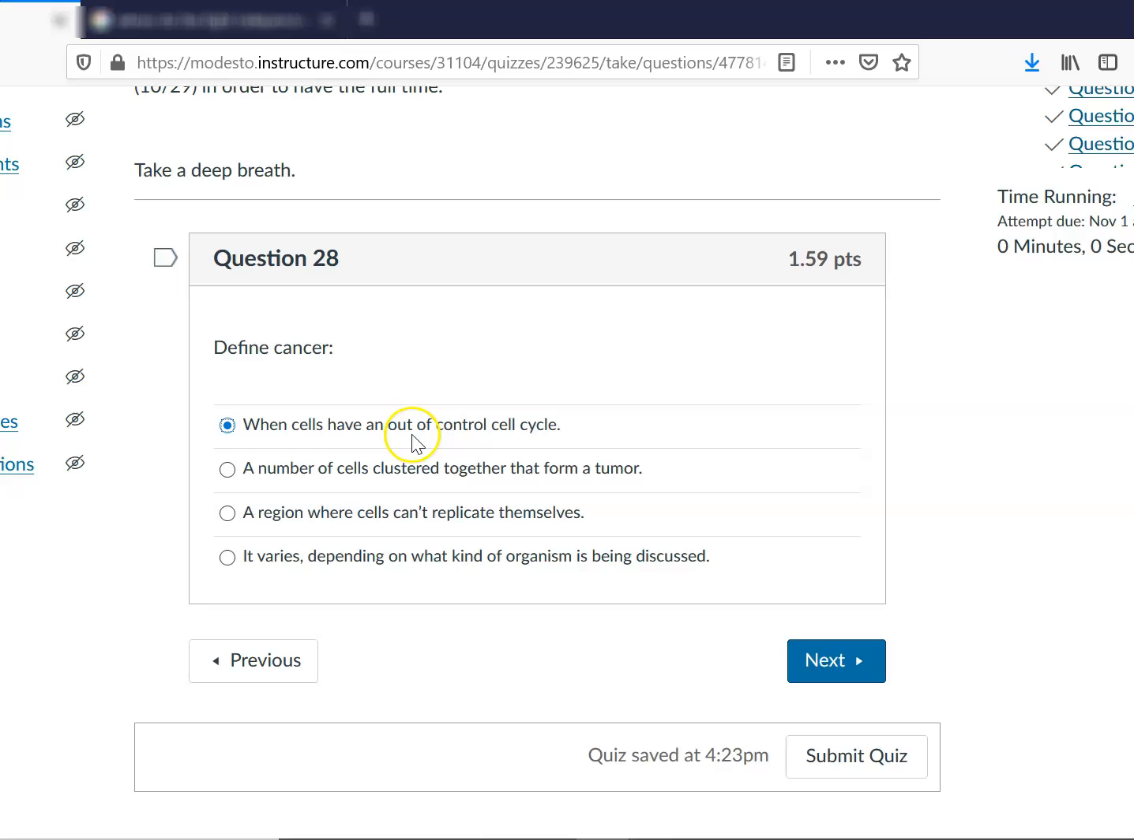Define cancer. When cells have an out-of-control cell cycle, a number of cells cluster together to form a tumor. Cancer doesn't have to be this, but it certainly can take that form. A region where cells can't replicate themselves? That would not be cancer. It would be the opposite of cancer. It varies depending on what type of organism is being discussed? No, it is when cells have an out-of-control cell cycle.